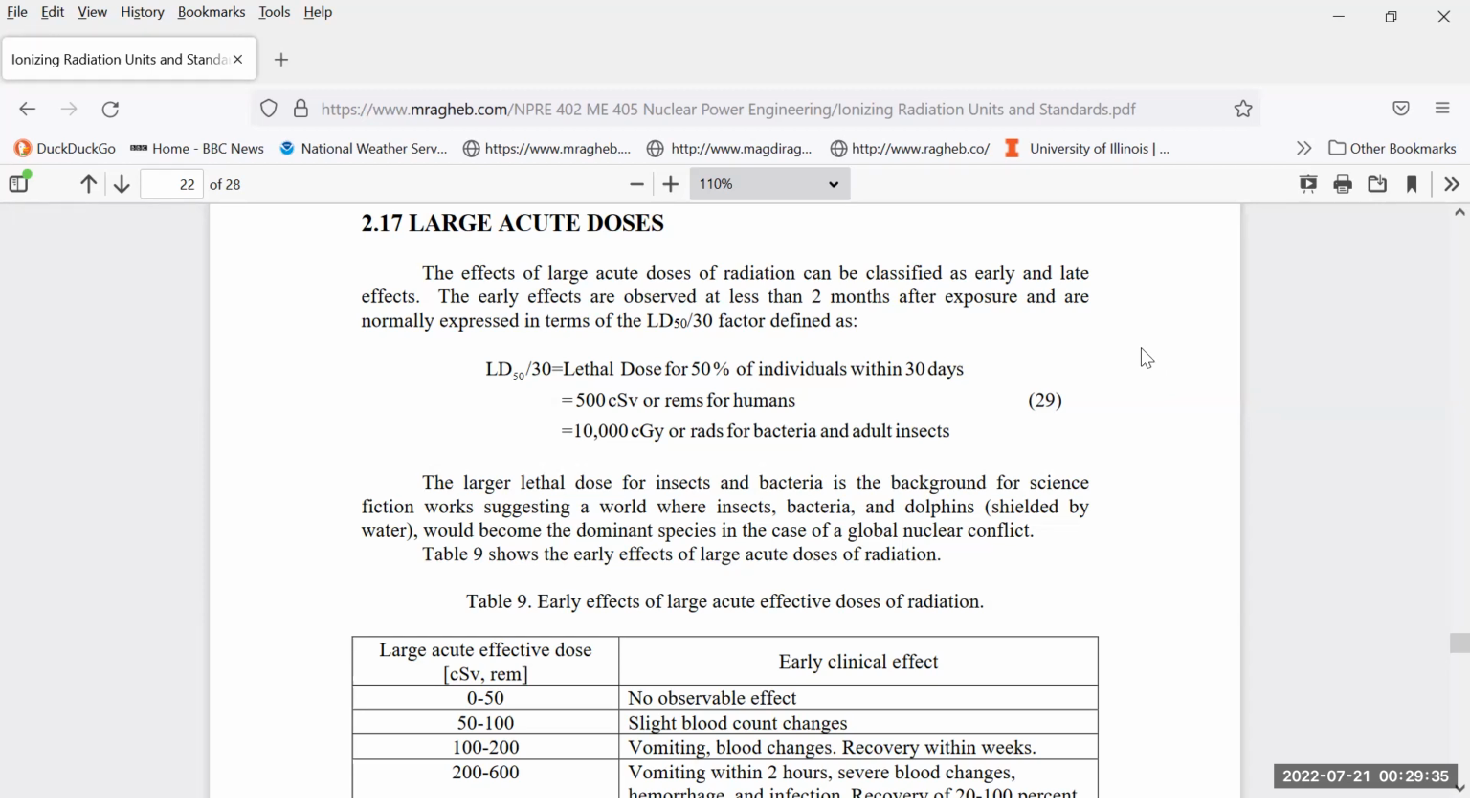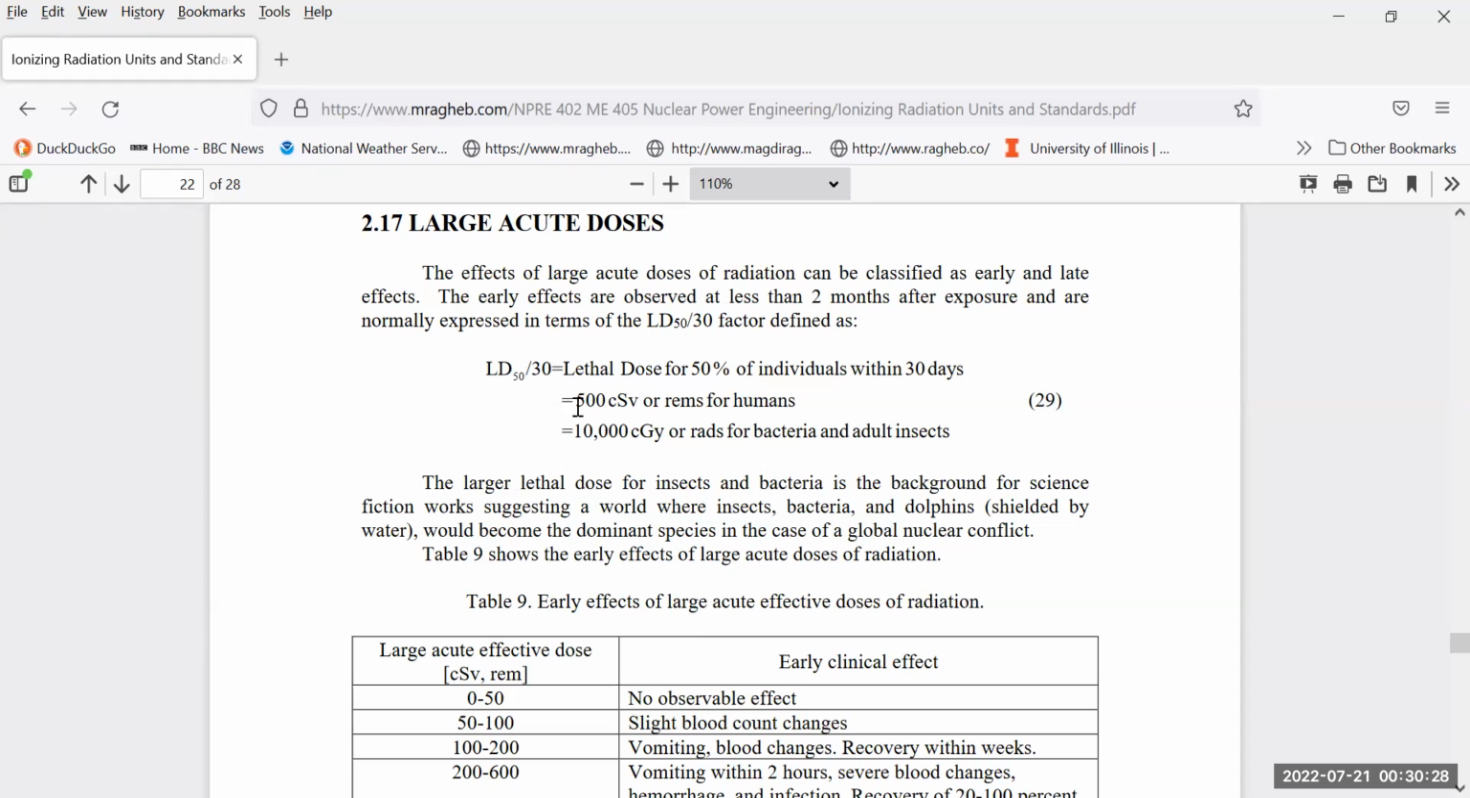So we know about the effects of small doses of radiation from accidental exposures. The acute doses of radiation effects are described by what's called the LD sub 50/30. LD stands for lethal dose. The 50 stands for 50% of individuals that are exposed, and the 30 for within 30 days. That terminology is also used in pharmacology for medications and also in pest control, like what is the dose that would kill, say, some insect. But for humans, it's 500 centisievert, or rem. So 500 centisievert would kill 50% of the exposed population within 30 days.